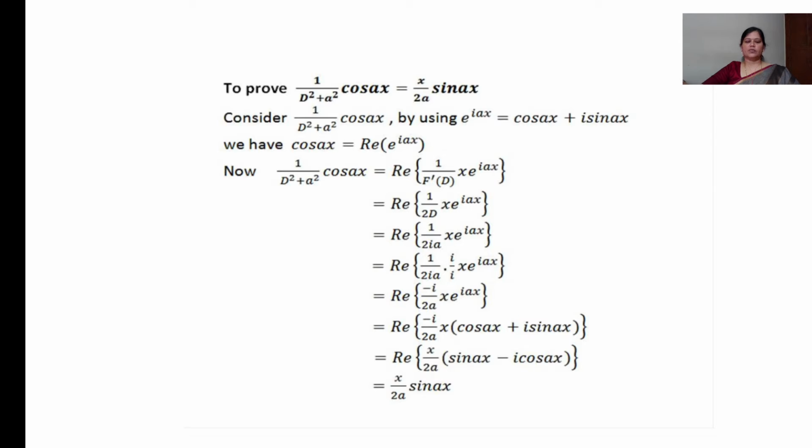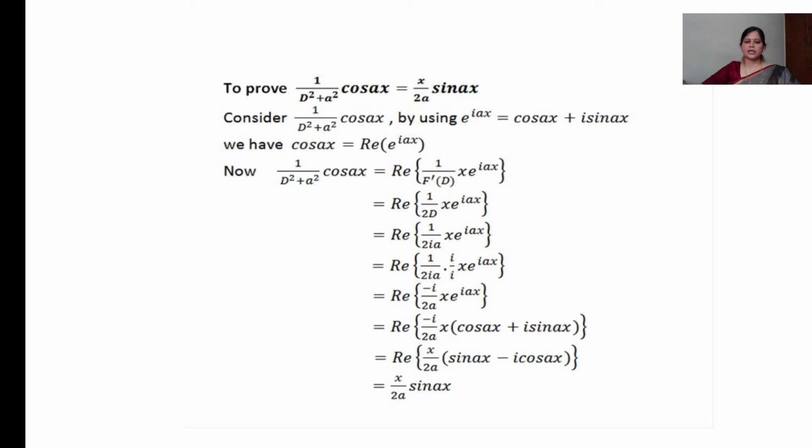Now in the denominator we have i, that's why we want to make it an i square term. We want to cancel the i term in the denominator, that's why we are multiplying and dividing by i with that term. So we get the real part of minus i by 2a into x into e to the power iax. How we got that minus term: in the denominator we have i into i.